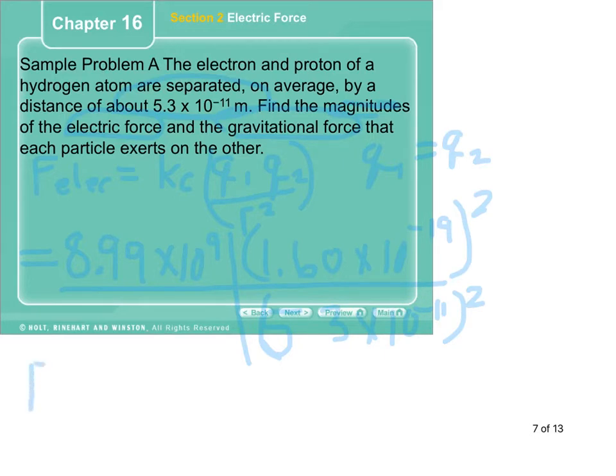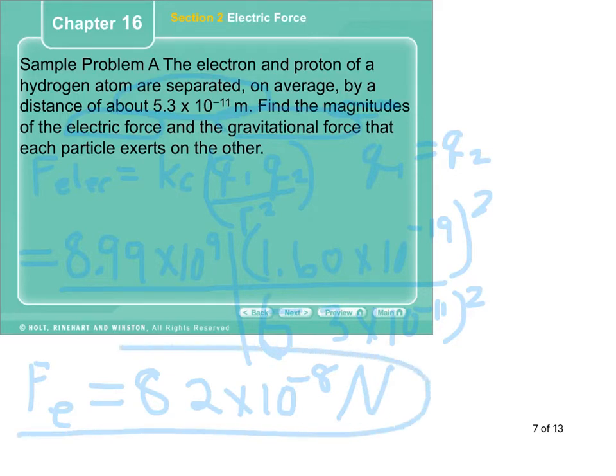So our electric force is equal to, run through the calculations, pause the video now, try the calculations yourself, and we get 8.2 times 10 to the negative 8 newtons. So that's our electric force.